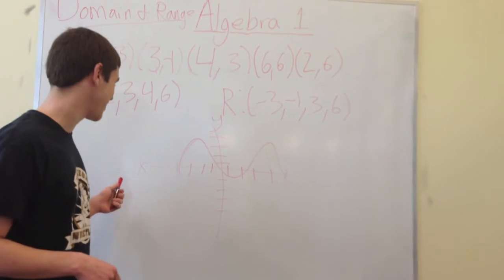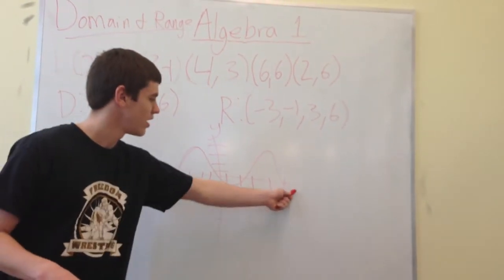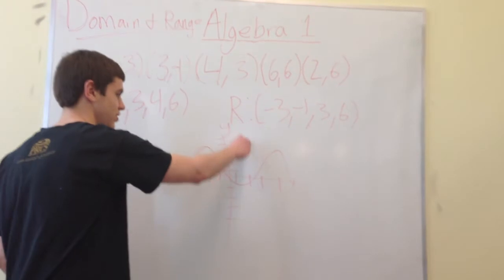Domain is all the x values that the function crosses, and range is all the y values that the function crosses.